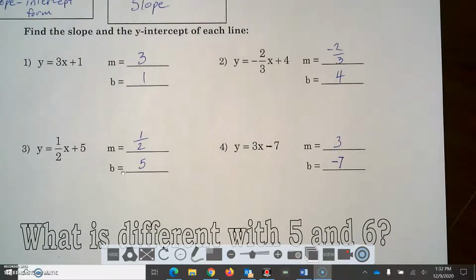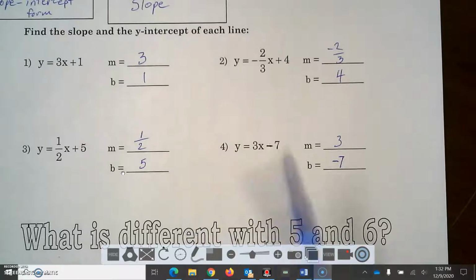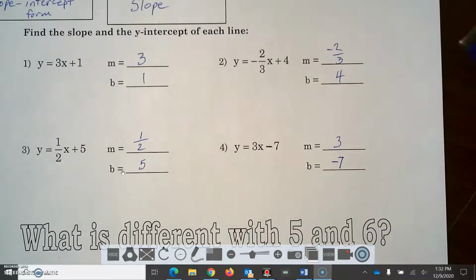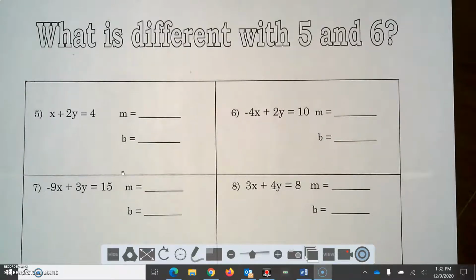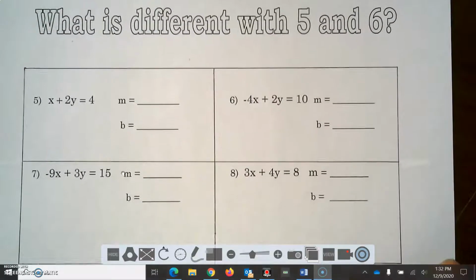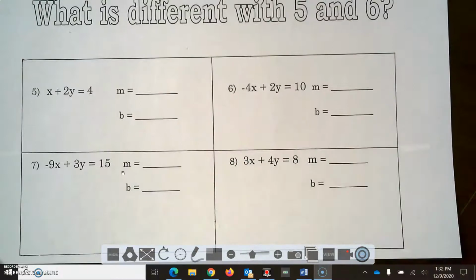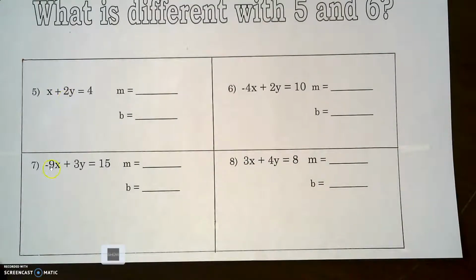All right, so that's just if the equation's already in slope-intercept form. It's real easy to identify the slope and the intercept. The problem is, in many cases, it is not in that form. So what's different with 5, 6, actually 7 and 8 also? They don't read y equals. Okay, they're all in the same form though. This is called standard form, something we need to know later in Algebra 1. I'm going to show you how to rearrange this so it looks like y equals.